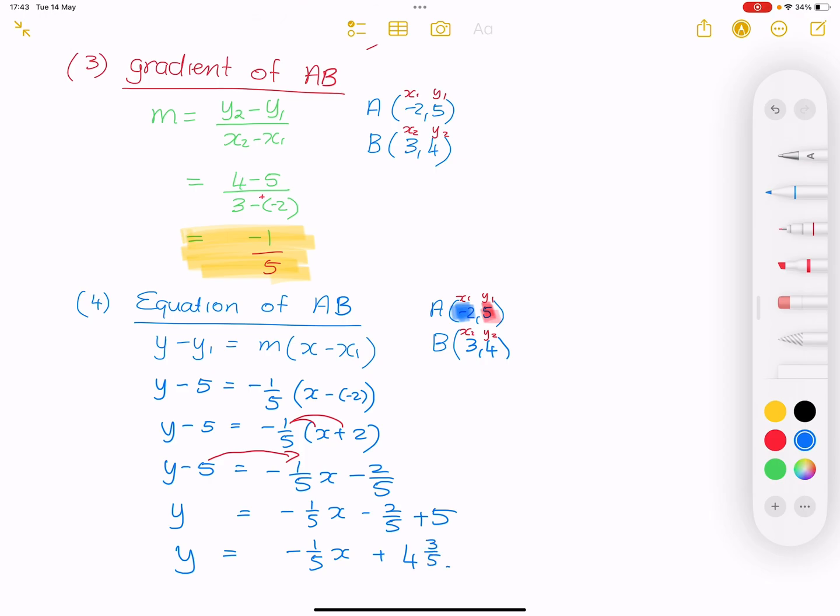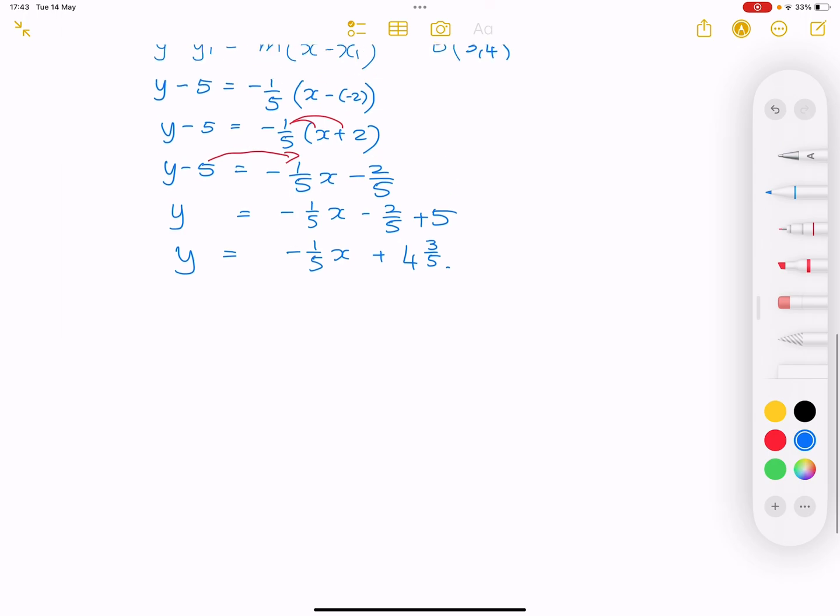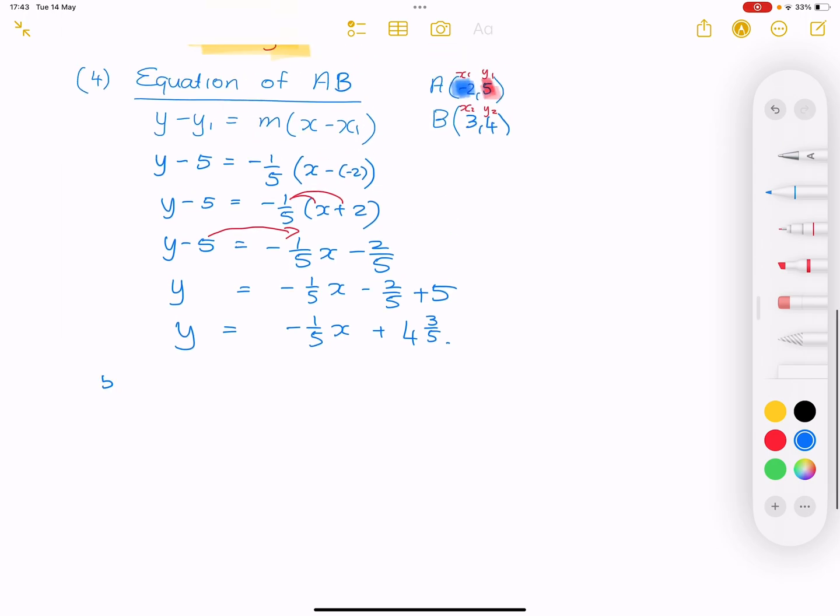If you don't know how to get the fractions, you can do it on your calculator. Yes, ma'am. Any questions so far? No, ma'am, I'm fine now. Understand it? Yes, ma'am. Okay. Then we come to number 5.